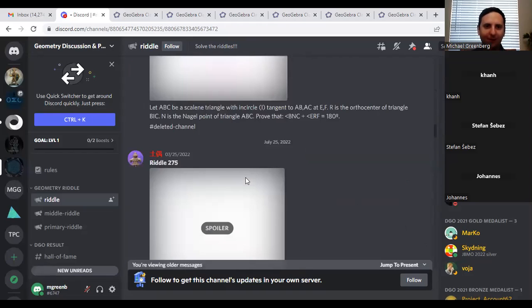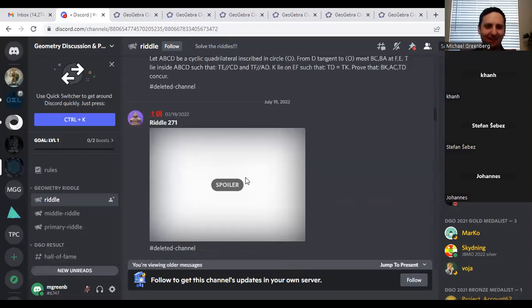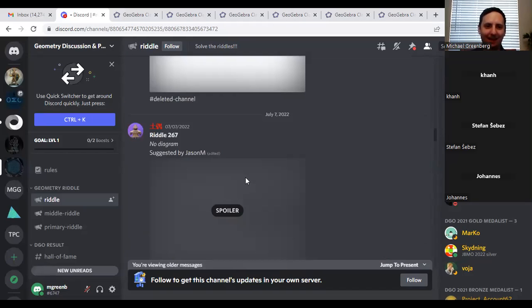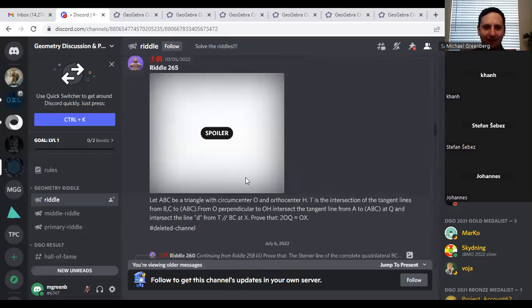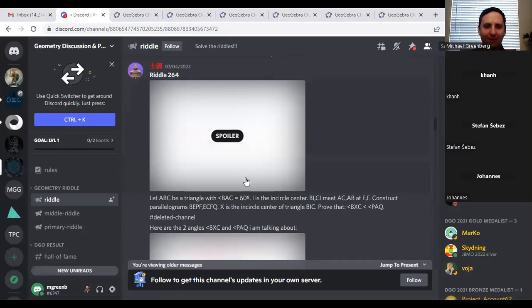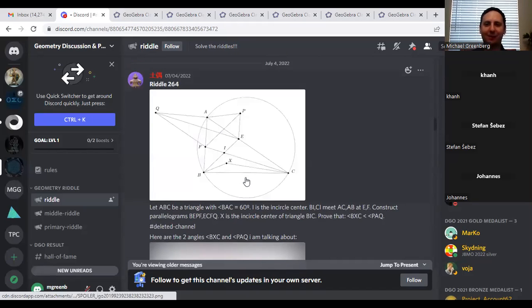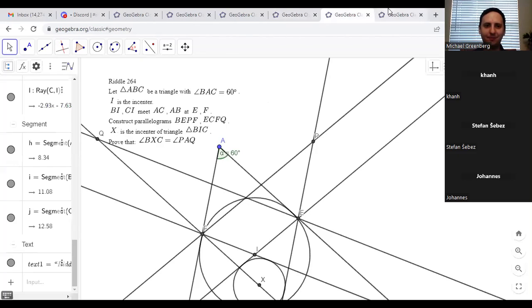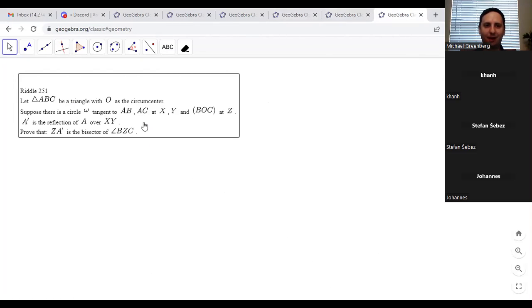Oh, I don't like inequalities. Let's see. Same for me. Oh, it's less than. It's not equal to. Okay, let's do one that's not an inequality. This one is kind of hard.